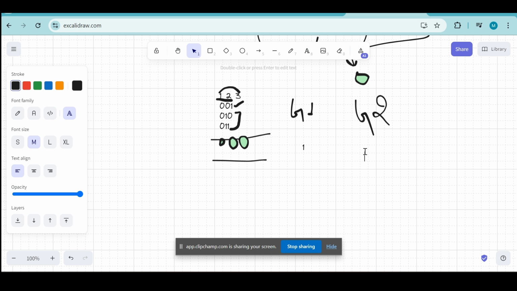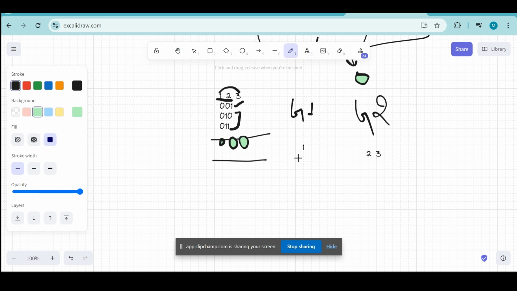Okay, so the second group contains 2 and 3. Okay, because 1 can be obtained by 2 and 3, so it is the first group, and the second group can be that 2 can be obtained by 1 and 3.